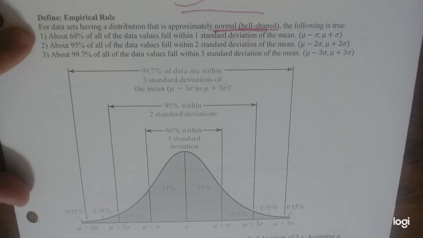About 68% of all the data values fall within one standard deviation of the mean. Two, about 95% of all the data values fall within 2 standard deviations of the mean. And then three, about 99.7% of all the values lie within 3 standard deviations of the mean.